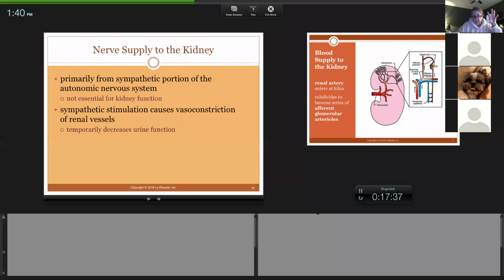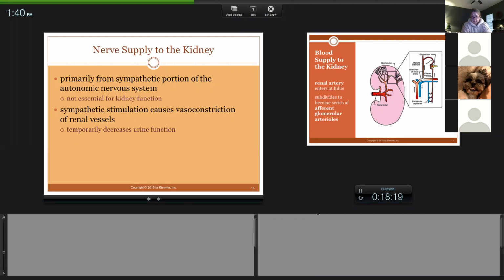The kidneys, the digestive system, they're all kind of on the back burner. So when that blood supply is diverted from the kidney to the other organs, that in effect decreases urine function. So while an animal is in sympathetic stimulation, we have a decrease of blood flow to the kidney that decreases urine production. Now, when the animal is rest and relax, parasympathetic stimulation, the blood flow is reestablished, and urine production will resume.